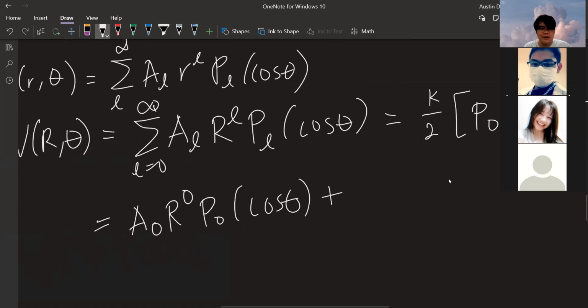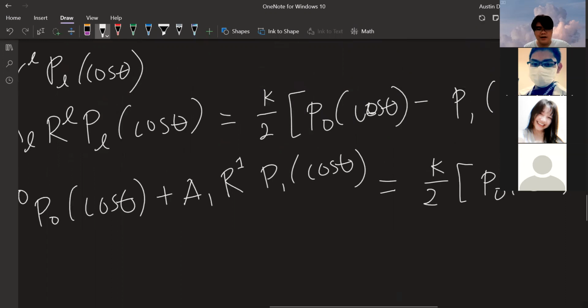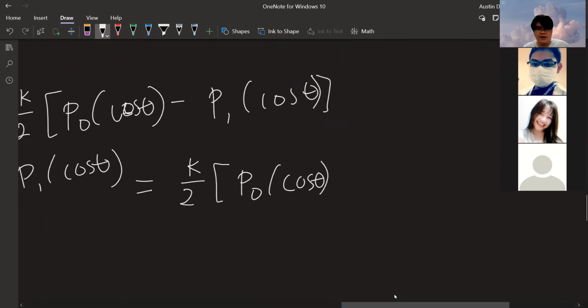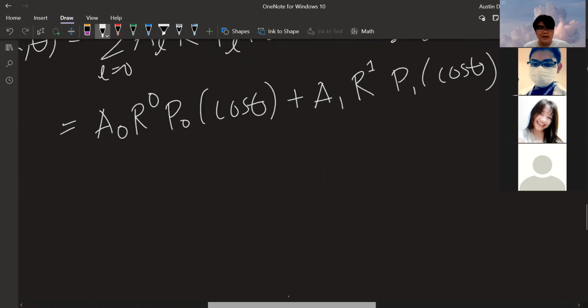Okay? So, plus A1, R raised to 1, P1 of cosine theta. Ba't tumatagilid sulat ko? Okay, sorry. P1 of cosine theta. And that is equal to K over 2, P0 of cosine theta. Sorry. And then the other term. Okay? And ito yung eyeball. Tinitingnan mo na lang kung ano yung survive. Diba? Ang dali, wala tayong ginawang integral.